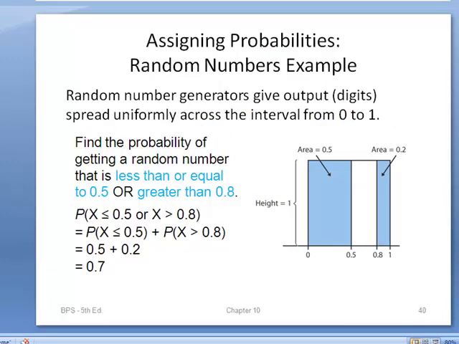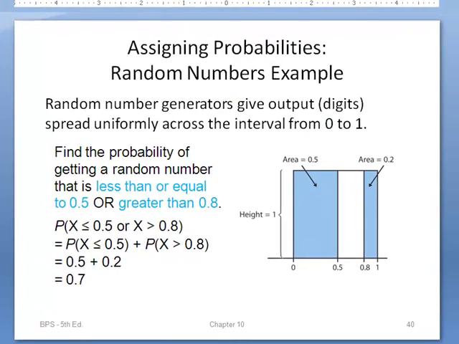But let's take a look at another continuous random variable. We're going to look at random number generators. They give outputs or digits that spread uniformly across the interval of 0 and 1. Or rather, we're using a uniform distribution as our probability model. So we can talk about probabilities of less than 0.05. You would just take 0.05 times 1.